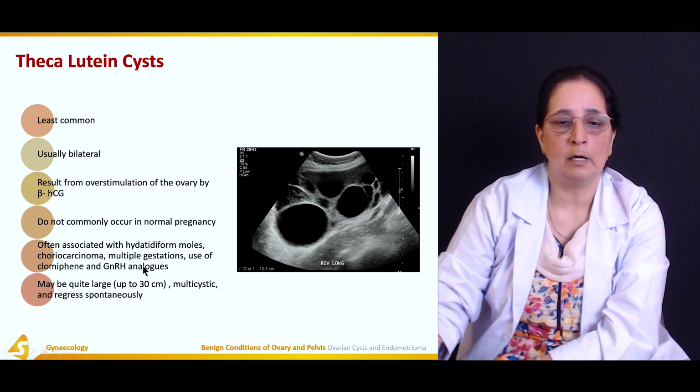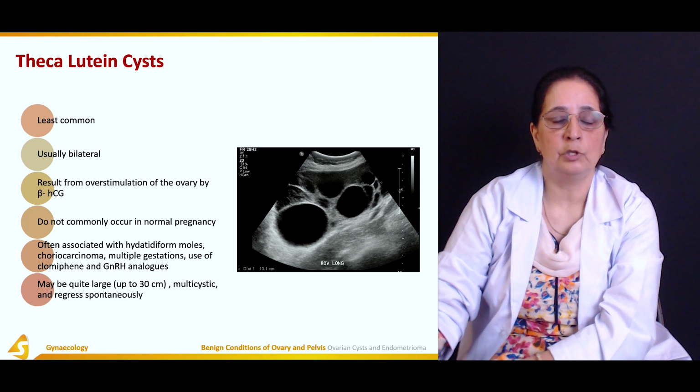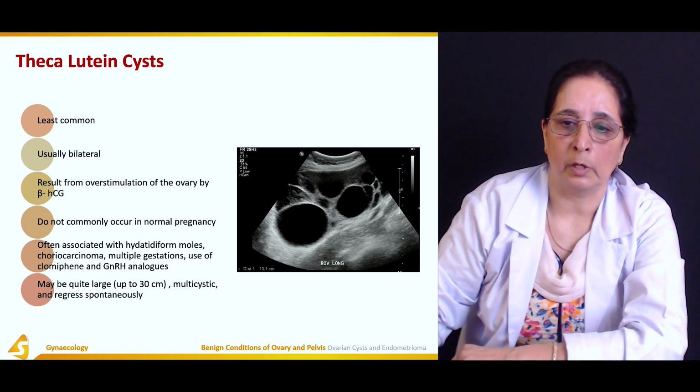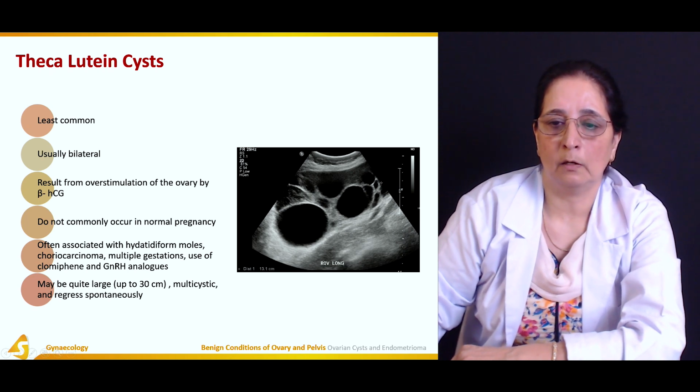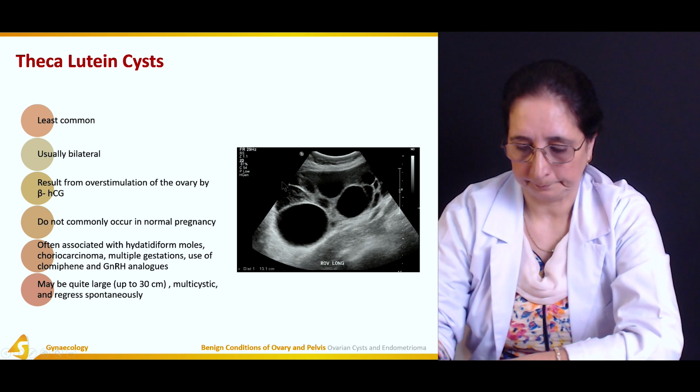Usually it can be large enough, up to 30 centimeters. So it can be big enough, about 30 centimeter, and can have multiple cysts, and it usually regresses or disappears on its own. So here you can see these are all the theca lutein cysts on the ultrasound.